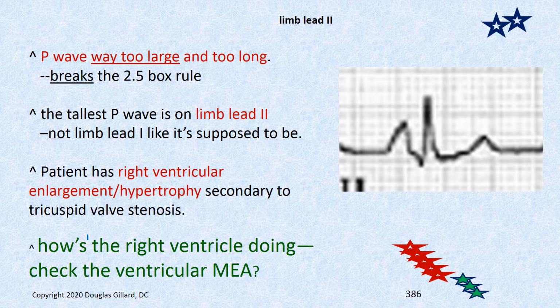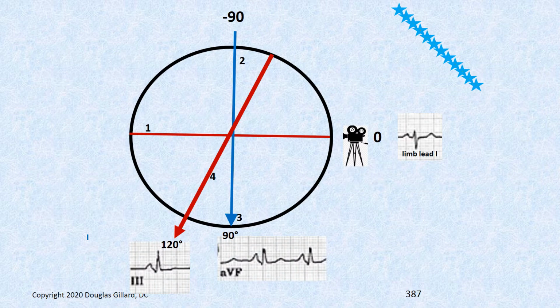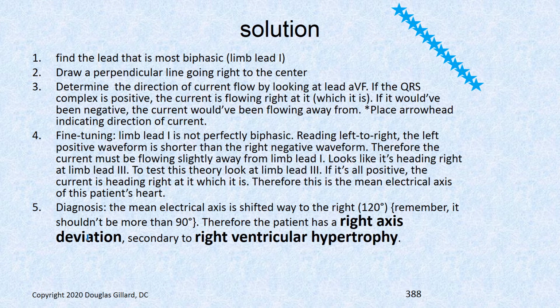Right? Everything I said. P wave is way too long. Patient has right ventricular hypertrophy as well. We talked about the MEA already. I just drew it for you, but there you go. There's the solution. Everything I just said.